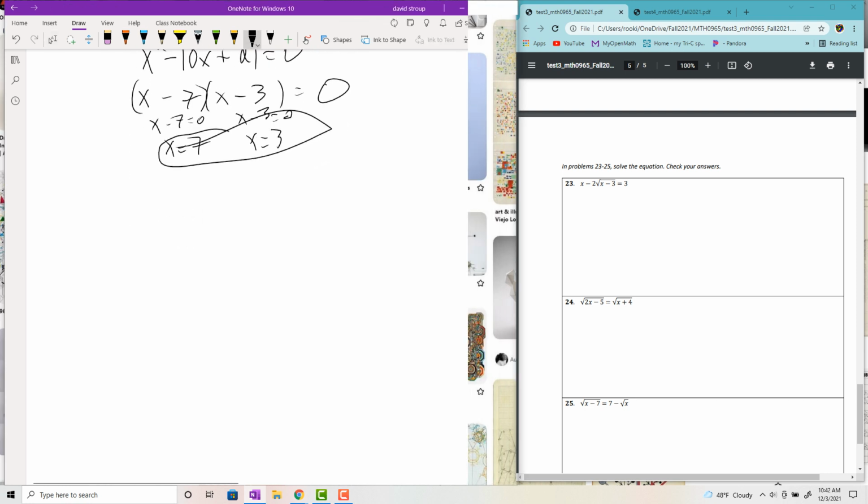24 is pretty super duper simple. You just square both sides. I don't know. Some people still manage to screw this one up.